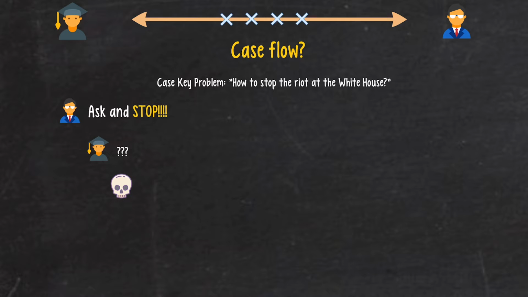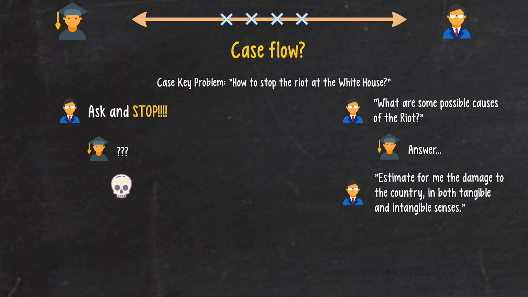If that was an interviewer-led case, however, the interviewer would go on to ask you a series of mini-case questions, one by one. For example, question 1, what are some possible causes of the riot? You answer that. Then the interviewer continues, question 2, estimate for me the damage to the country in both tangible and intangible senses. You answer that. And so on. At first glance, interviewer-led cases seem easier.